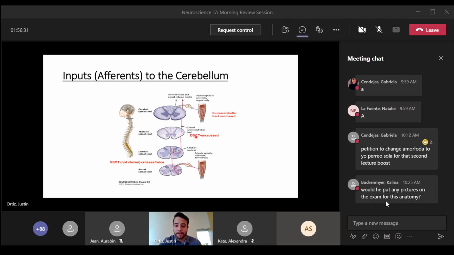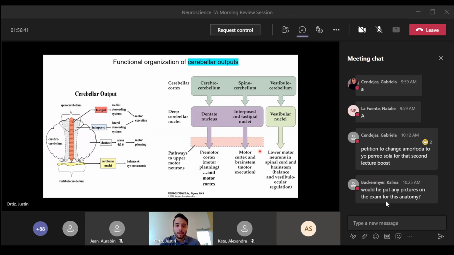Here's our dorsal spinal cerebellar tract, which goes uncrossed, and our ventral, which actually crosses twice and goes into the superior cerebellar peduncle. Okay. So I know it's a lot, but just a quick recap. To hammer this home, the cerebellar cortex is divided into 3 different areas. We have our cerebral cerebellum, which is outside of these dotted lines, our spinal cerebellum, which is between the 2 lines, and our vestibular cerebellum, which is this yellow.